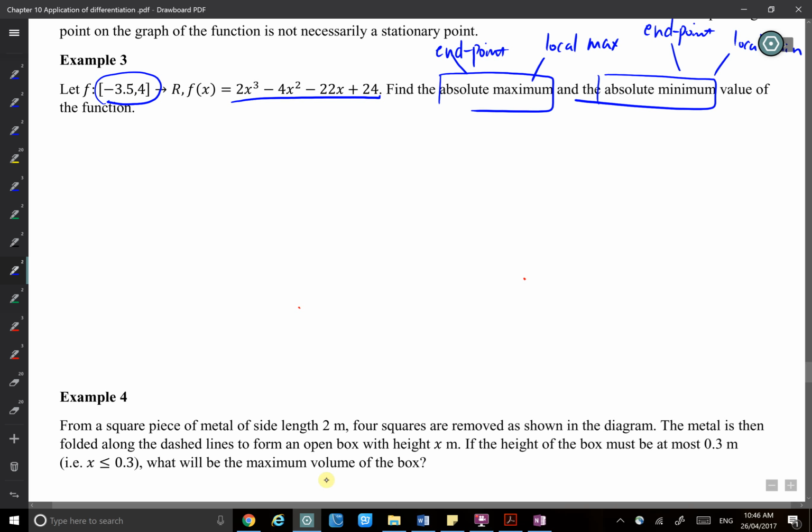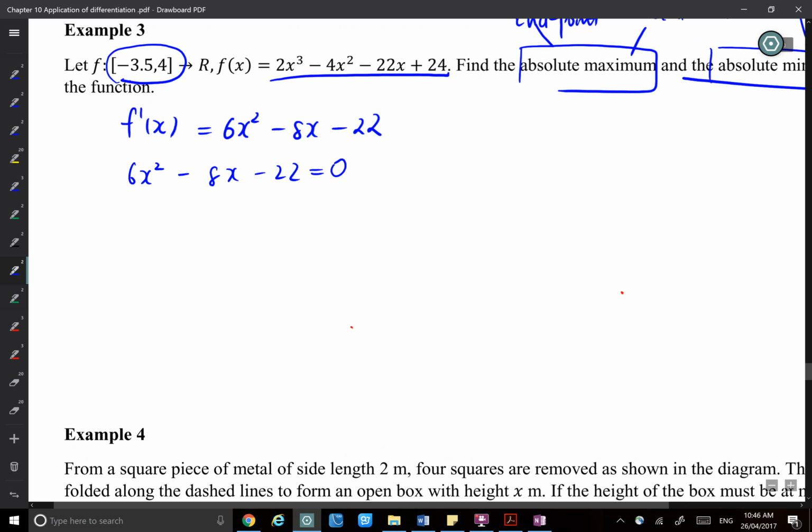So let's say we have f dash x is 6x squared minus 8x minus 22, and I want that to be 0. So for the stationary points, that's 3x squared minus 4x minus 11 equals 0.